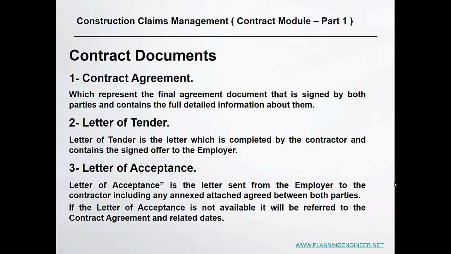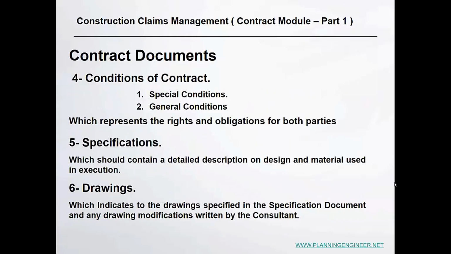Letter of tender. This letter of tender is completed by the contractor and contains a signed offer to the client. So a letter of tender is signed by the contractor and sent to the client, telling how much time and cost this project will need. Letter of acceptance. The letter of acceptance is the letter sent from the employer to the contractor, including any annexed attached agreement between both parties. It means in that case that the client agreed to award this project to the contractor.